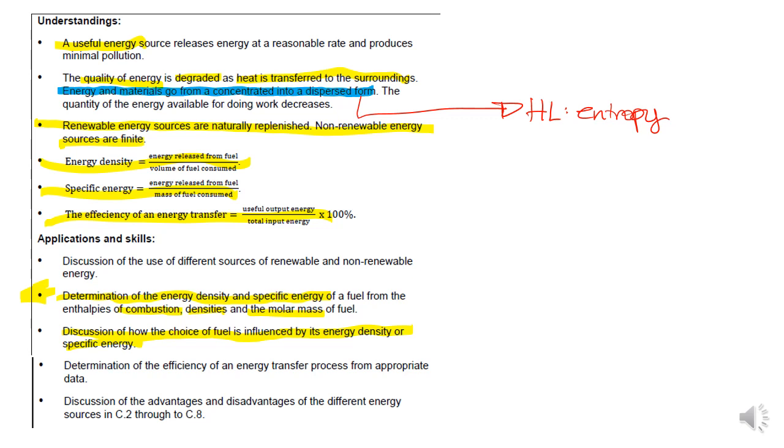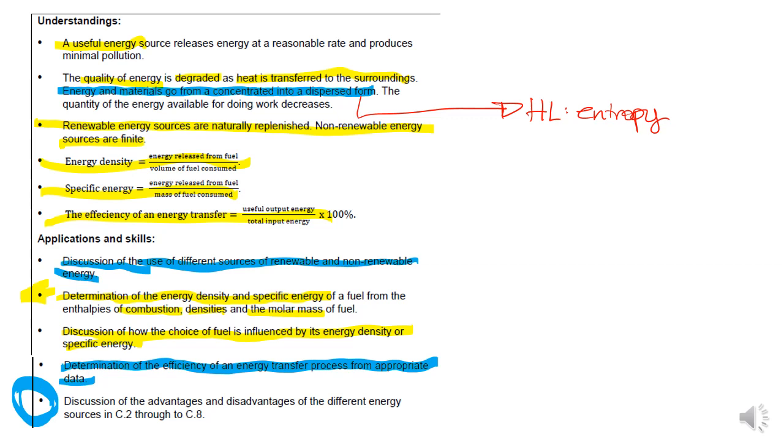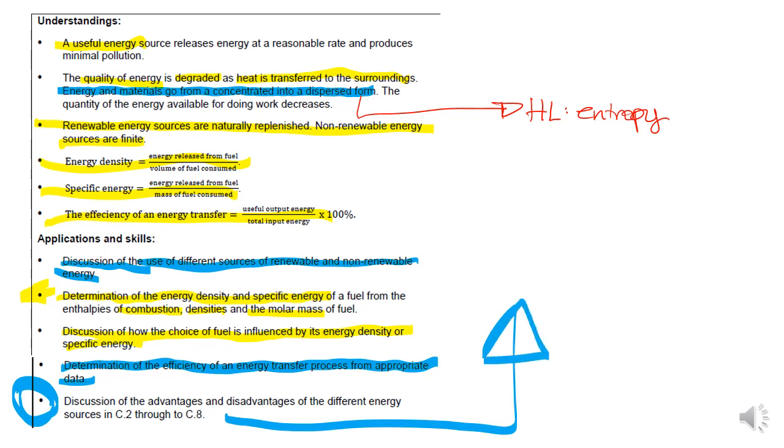So next presentation, I might bring in a little bit of talk about entropy. I might talk about how we use different types of renewable and non-renewables. And I might actually do a calculation for efficiency. This last point we will be doing over the course of the unit. For every single one of our types of energy, we are going to discuss advantages and disadvantages.